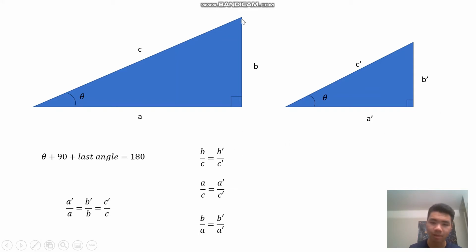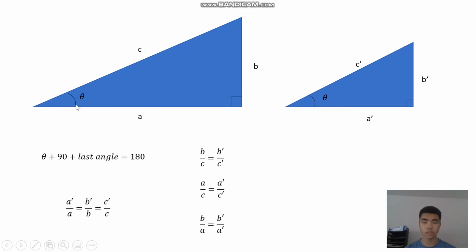So if I take B divided by C, B divided by C over here will hold the same value as shown by this equation. Then if I take A divided by C, it would be the same thing as A prime divided by C prime, shown by this equation. And this works for all permutations of the triangle as long as you maintain that theta is the same in both triangles and they are both right triangles. So now we've established that for any right triangle, if I keep this angle theta constant, the ratio between two sides will always be the same.